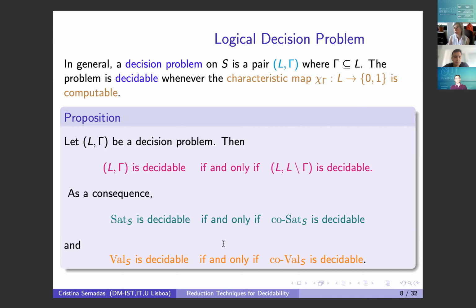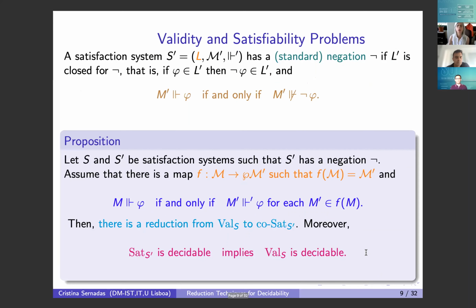And of course, you have immediately two corollaries: satisfiability in S is decidable if and only if co-satisfiability in S is decidable, and the same for validity. So now I want to tackle another problem. In some cases, and I will provide an example very soon, I would like transference of decidability between validity and satisfiability problems.